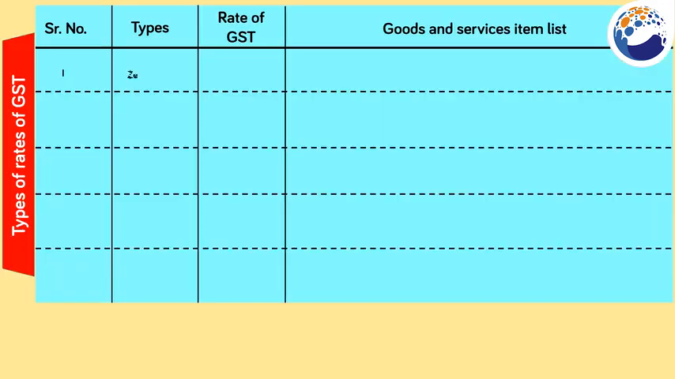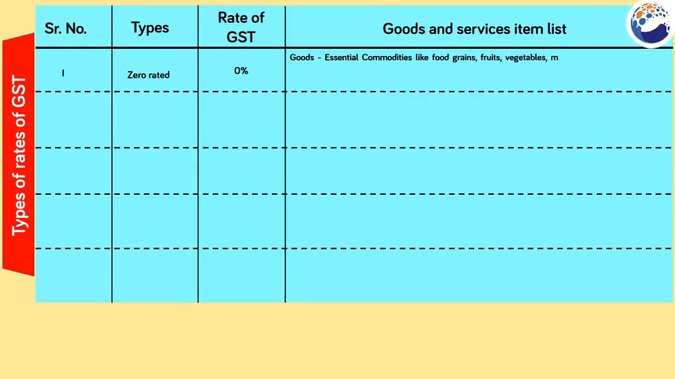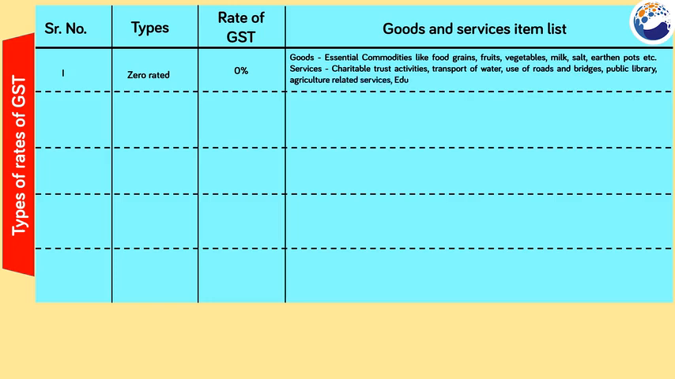1. Zero rated. In this category, rate of GST is 0%. It is applicable on essential goods like food grains, fruits, vegetables, milk, soil, earthen pots, etc. And services like charitable trust activities, transport of water, use of roads and bridges, public library, agriculture-related services, education and healthcare services, etc. 2. Low rated. In this category, GST rate is 5%.